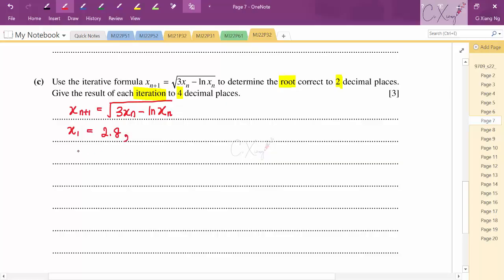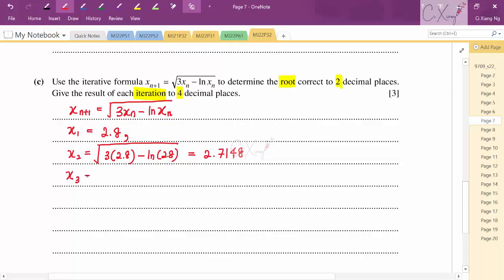Okay, so when I get 2.8, I need to substitute the 2.8 into my equation. Substitute 2.8 into the equation. I'm having 3 multiplied by 2.8, then minus ln 2.8. If you press the calculator, then we will have 2.7148. So this is my value for x2.